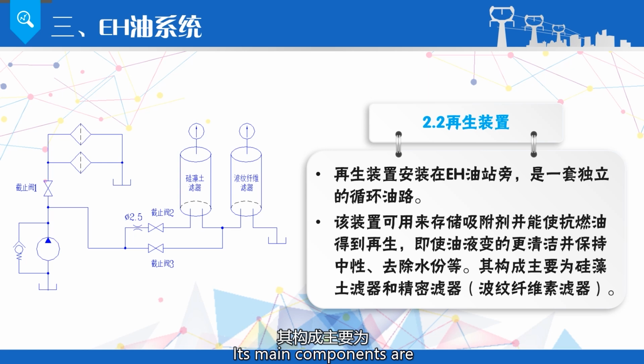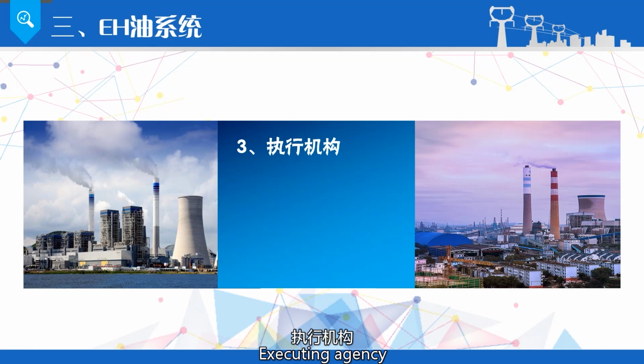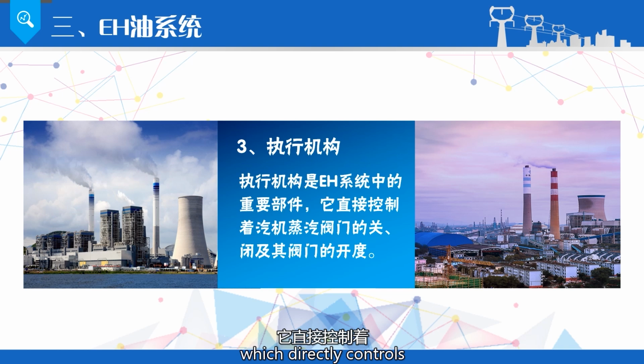Its components are diatomaceous earth filters, precision filters, and corrugated cellulose filters. Figure 1. Schematic diagram of the regeneration device. Executing agency. The actuator is an important component in the EH system, which directly controls the closing and opening of the steam turbine steam valves.